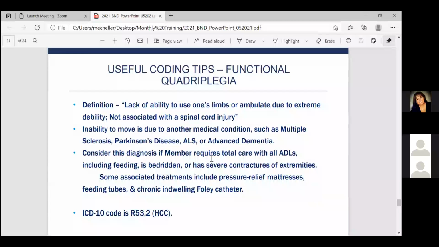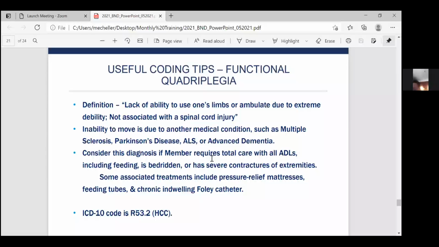So functional quadriplegia. The definition of functional quadriplegia is the lack of ability to use one's limbs or to ambulate due to extreme debility, not associated with a spinal cord injury. It is the inability to move due to another medical condition, such as multiple sclerosis, Parkinson's disease, ALS, or advanced dementia. Consider this diagnosis if a member requires care with all ADLs, including feeding, if they're bedridden, or if they have severe contractures of the extremities. Some of the associated treatments include pressure relief mattresses, feeding tubes, or chronic indwelling Foley catheters.